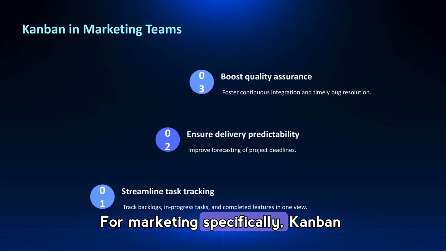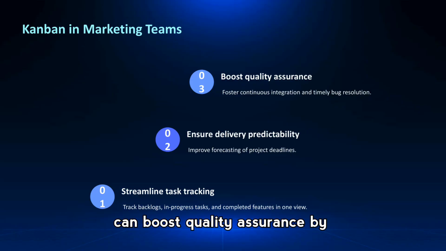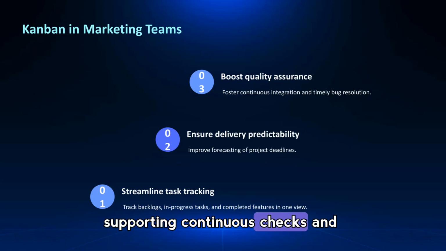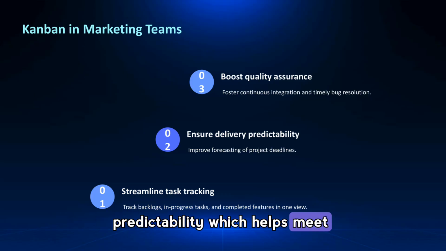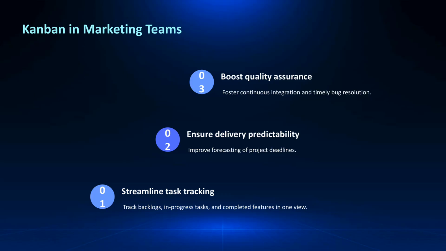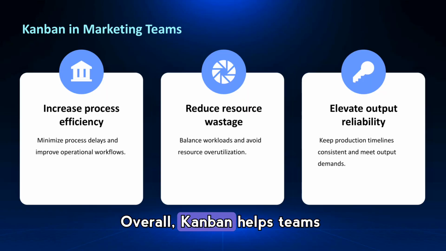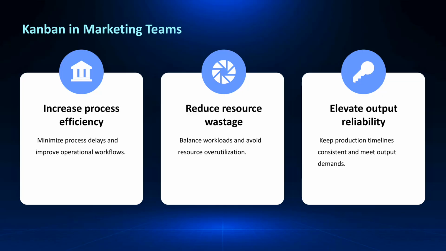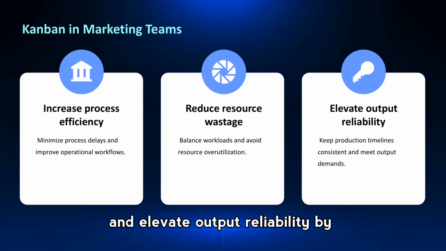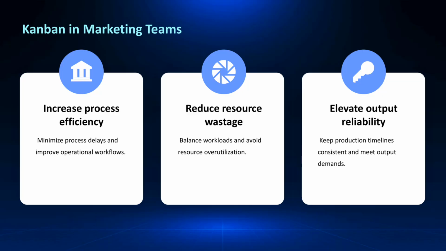For marketing specifically, Kanban can boost quality assurance by supporting continuous checks and timely fixes, improve delivery predictability, which helps meet project deadlines, and streamline task tracking so backlogs, in-progress work, and completed items are visible in a single, easy-to-review view. Overall, Kanban helps teams increase process efficiency by reducing delays, lower resource waste through balanced workloads, and elevate output reliability by keeping timelines consistent and predictable.